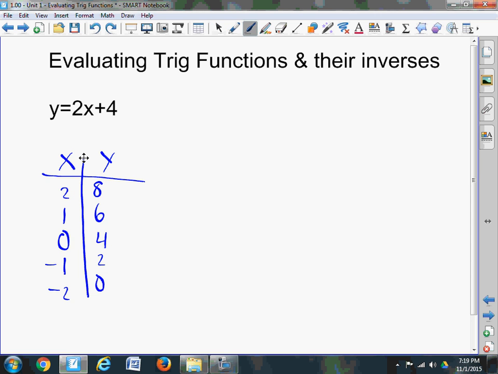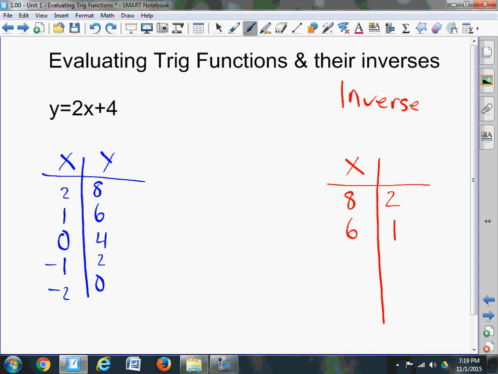What an inverse function does, the inverse of that would give me the same table except it switches your domain and range. So it's switching your x and y. Essentially, when I have an input of 8, I get an output of 2. If I have an input of 6, I get an output of 1. If I have an input of 4, I get an output of 0. If I have an input of 2, I get an output of -1. If I have an input of -2, I get an output of 0.